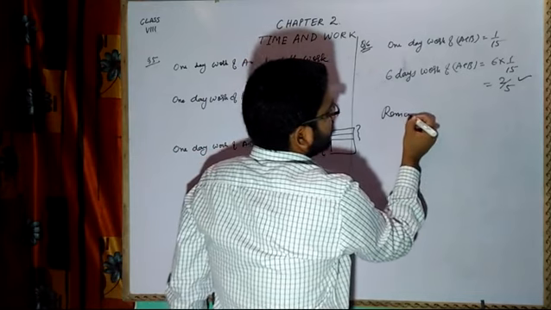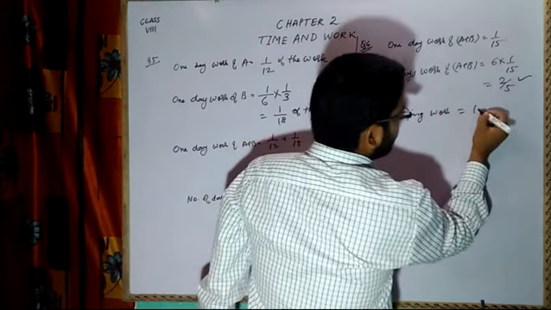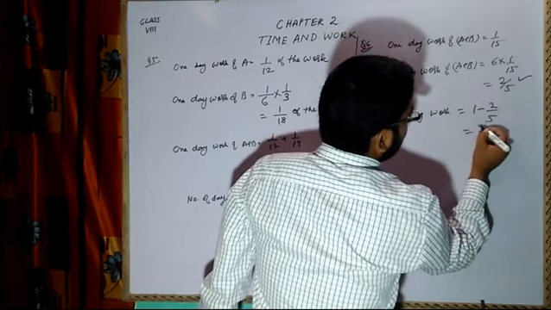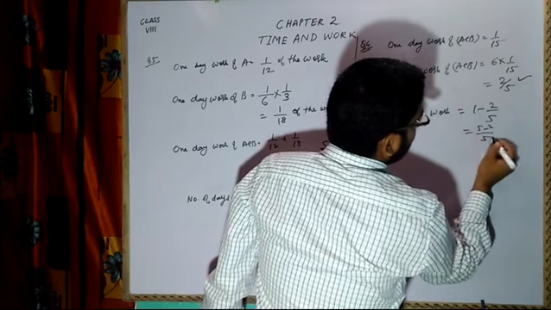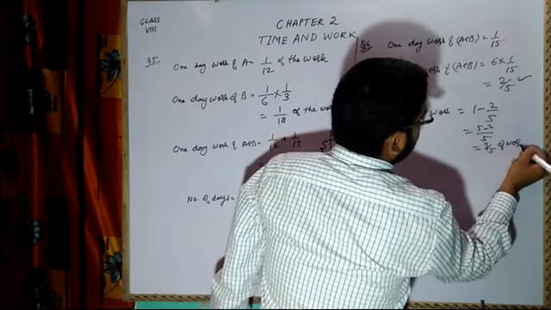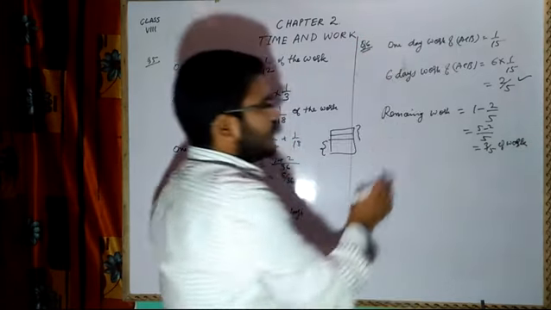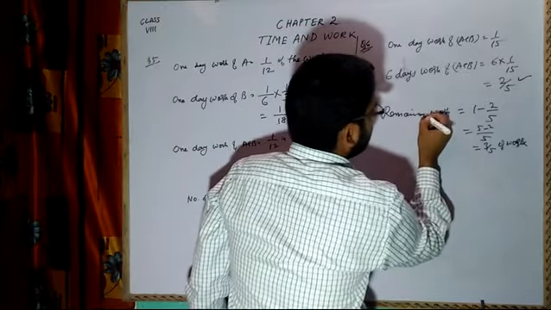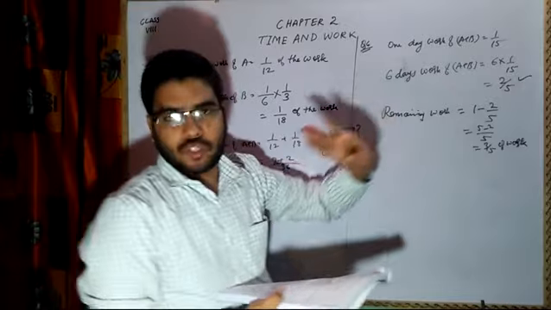So my task is to do the remaining work. Remaining work is equal to 1 minus 2 by 5. That means 5 by 5 minus 2 by 5, 3 by 5 of the work. So the remaining work, who is supposed to do the remaining work? A alone is supposed to do the work.